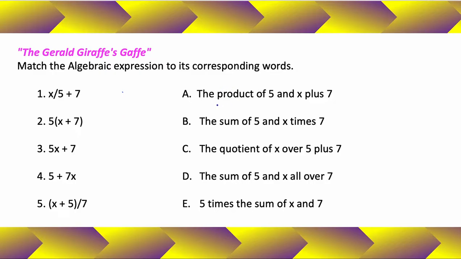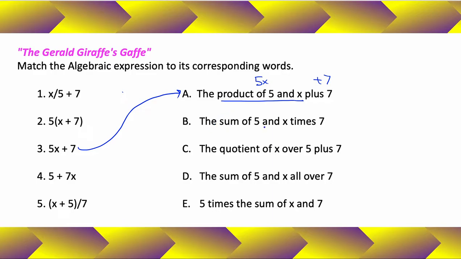So this one says the product of 5 and x plus 7. So the product of 5 and x probably means 5x, and then plus 7 means a plus 7. So do we have a 5x plus 7? Yeah, right there we go. So 3 is going to match with A in this scenario. There we go, 5x plus 7. See, I probably wouldn't even say it this way. I would just say 5x plus 7. That's probably the most efficient way to say it. But sometimes, we all know, math can get complicated.